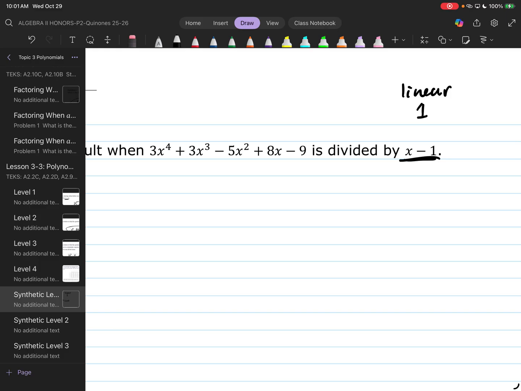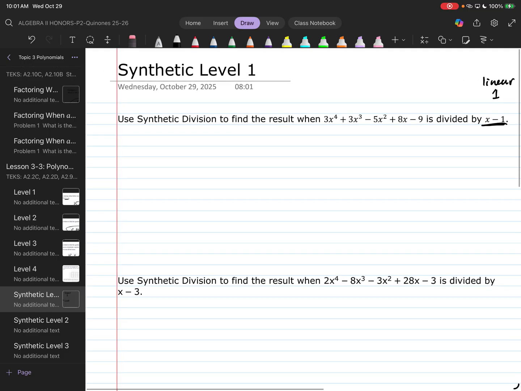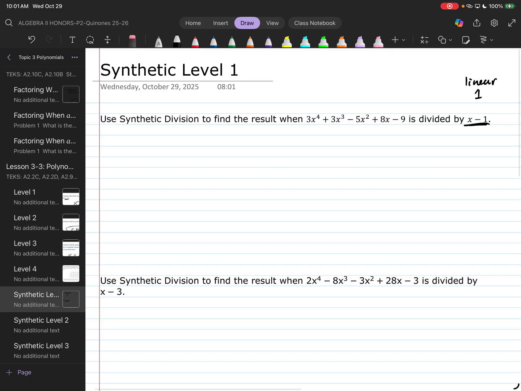Are we ready? I'm going to do one and kind of walk through the process. We're going to do one together, and then I want you to try one on your own. Okay, here we go. You are asked to use synthetic division to find the result of 3x to the 4 plus 3x cubed minus 5x squared plus 8x minus 9.